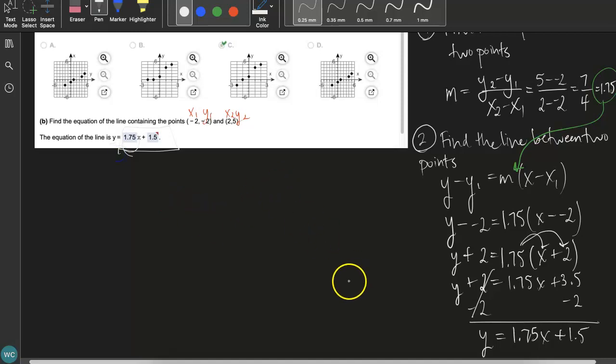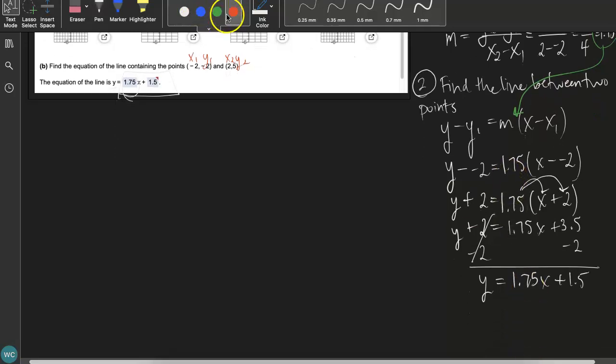do represent something special about the line, each of these values. We already know that the 1.75 is the slope, just the 1.75, by the way, not including the x, but the x helps us locate the slope. And the other thing special that we have here is this positive 1.5. This is the y-intercept of the line.